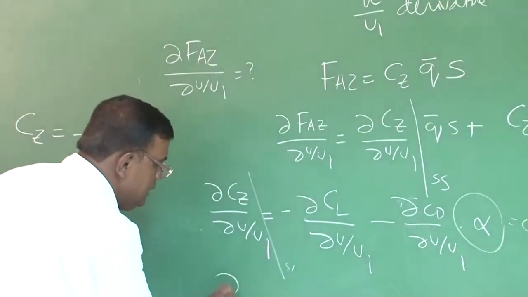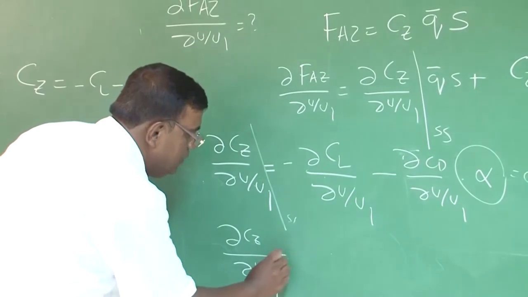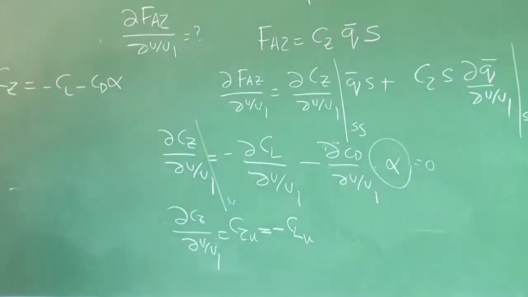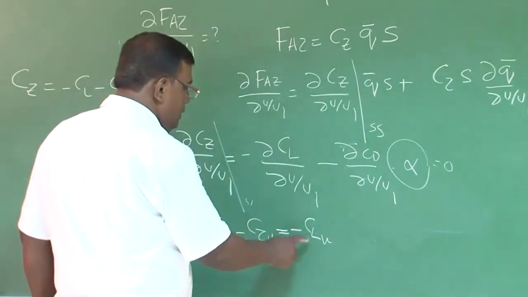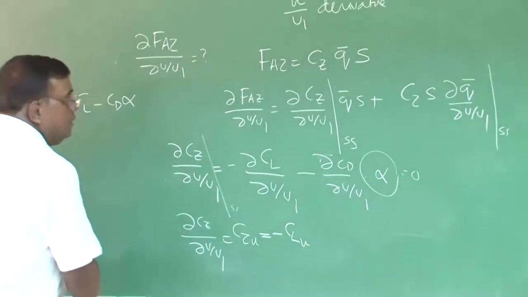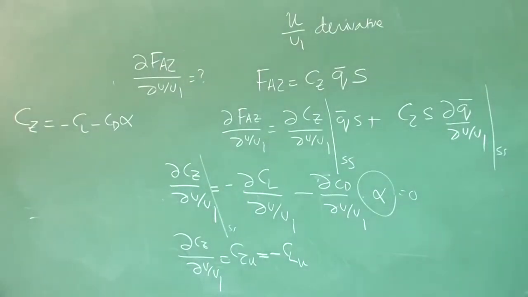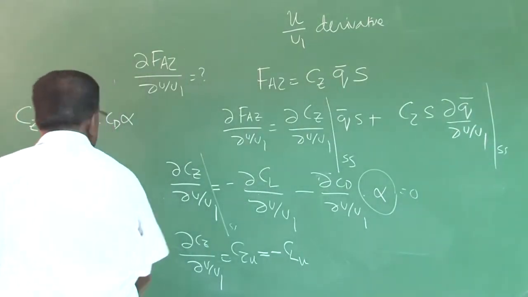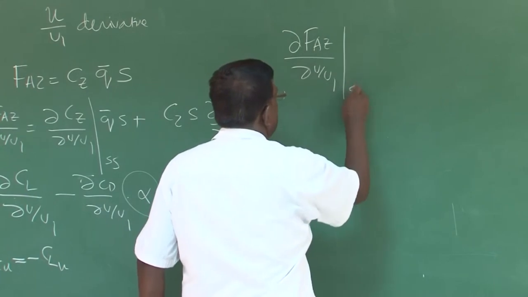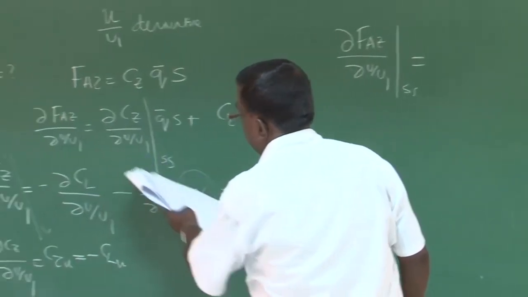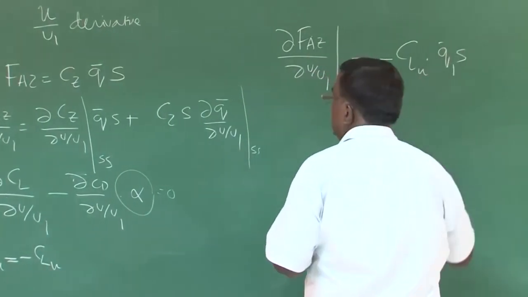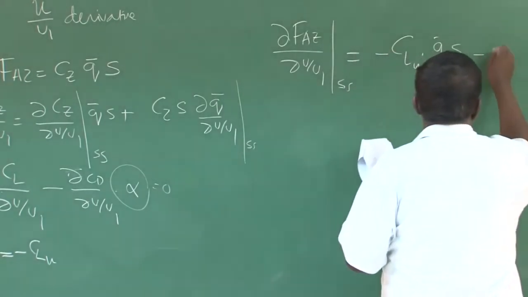So what you are getting? You are getting dCz by du by u1, which can be denoted as CzU, which is nothing but minus CLU. So simple. So you know what this term is, nothing but minus CLU. You know what this Cz1 is, nothing but minus CL1. So if I want to derive the expression for dFAz by du by u1 at steady state, I get dCz by du by u1, which we have seen, minus CLU, minus CLU into Q1 bar S, right? Plus for Cz, we put minus CL1.